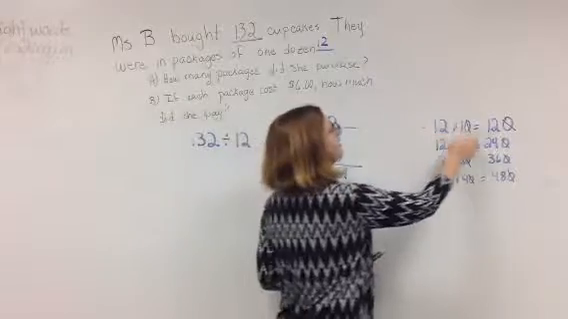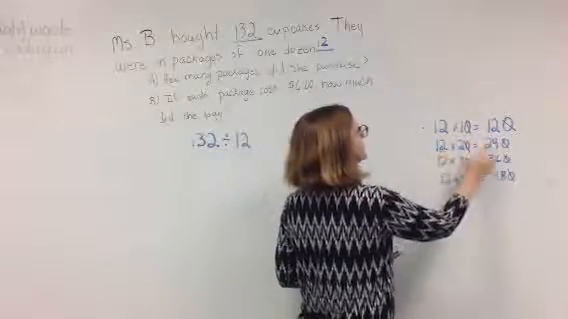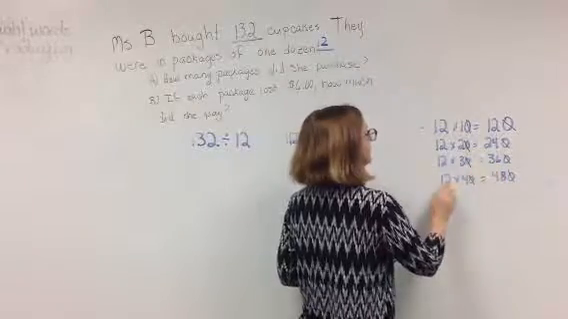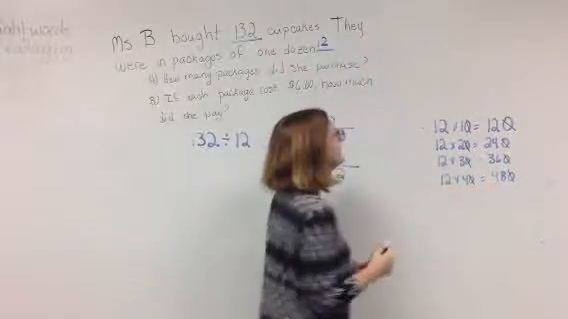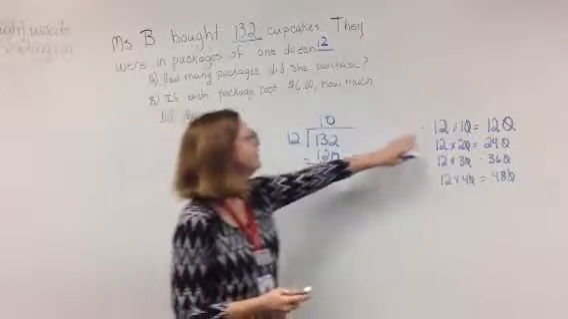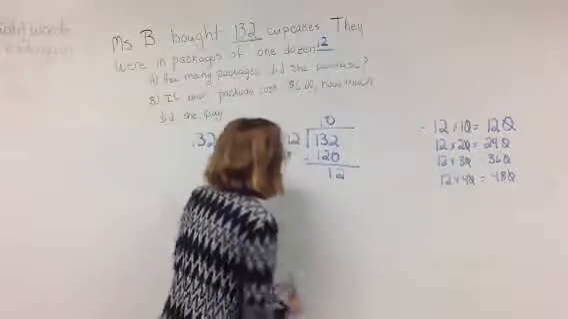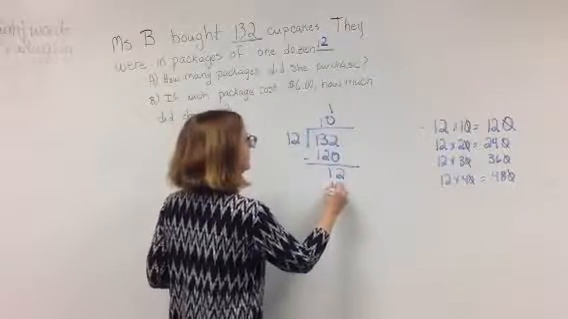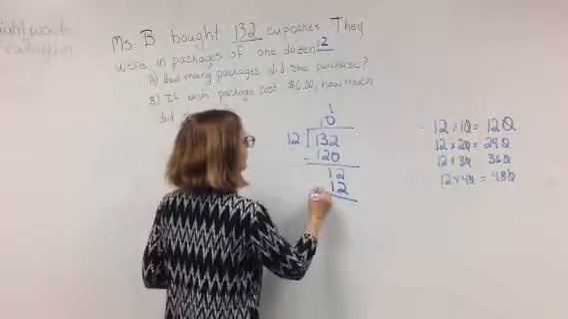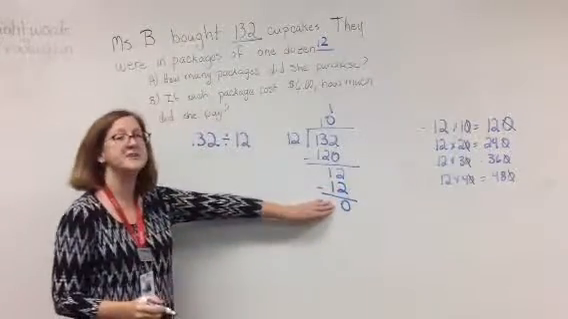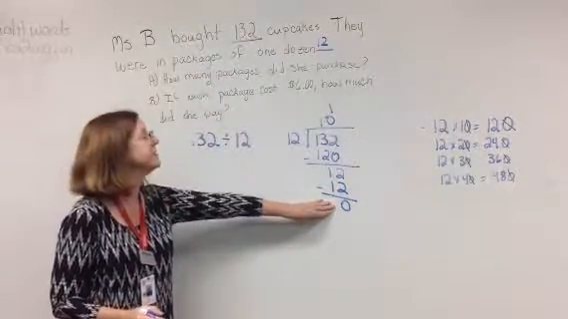And I'm going to say 12 times 1 is 12, 12 times 2 is 24, 12 times 3 is 36, 12 times 4 is 48. What number is closest without going over? Well, that's 1. 12 times 1 is 12. So I'm going to put 1 here. I'm going to put my 12 here. Careful to line them up correctly. And I'm going to subtract. And because I've reached 0, I'm finished.